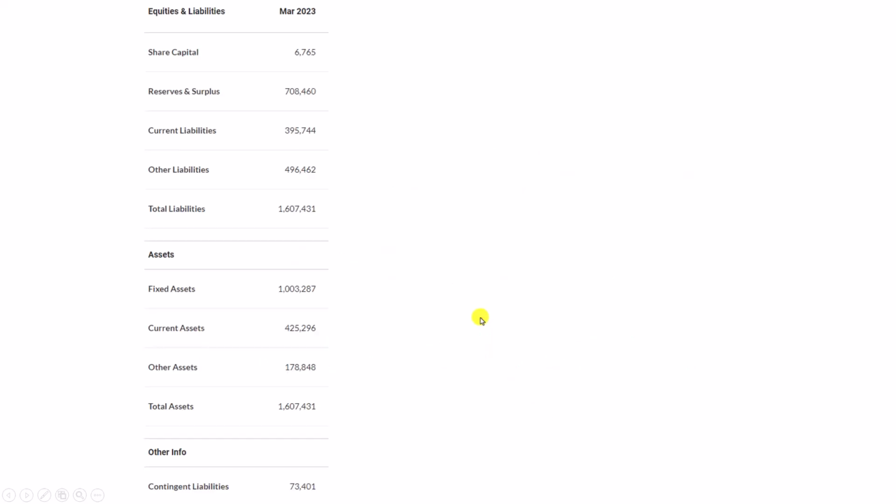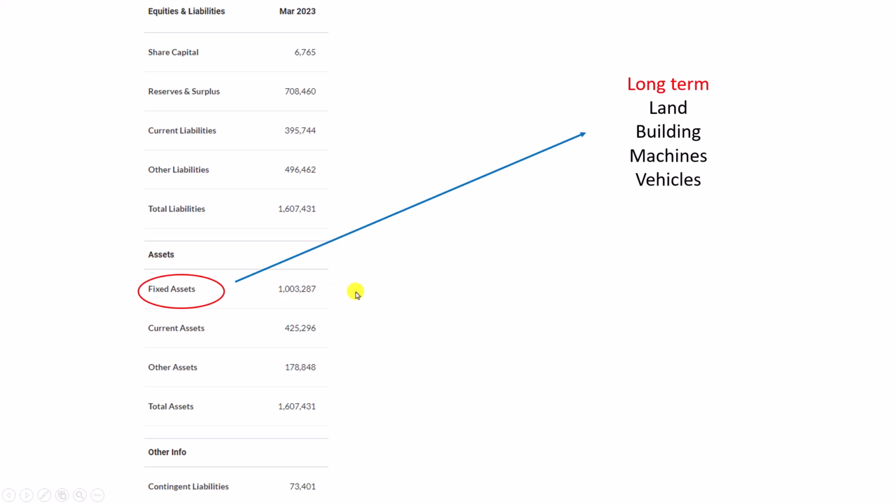Now, this here is the balance sheet of Reliance, which I have taken from moneycontrol.com. You can also go to moneycontrol.com and open up the balance sheet of Reliance or any other company and follow the video. Now, we have various headings here. We will try to learn some of the headings in this video. So, we'll start with fixed assets.